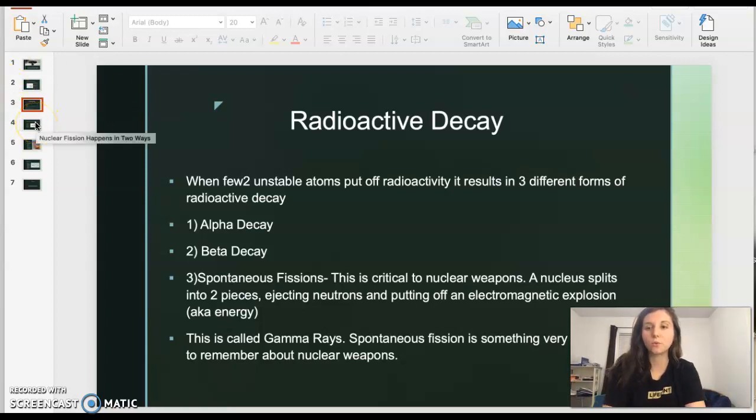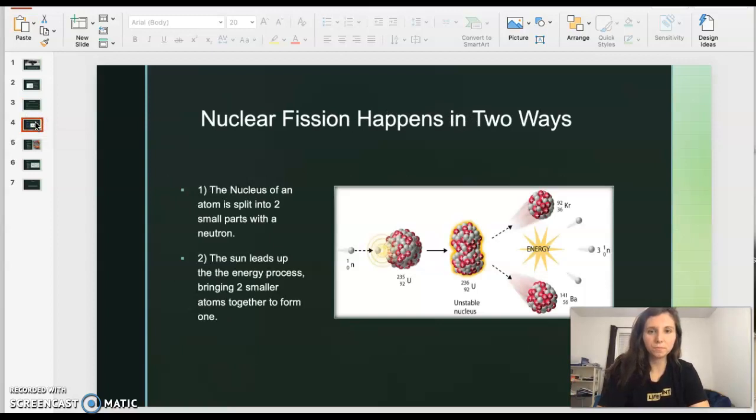Nuclear fission is the core of what we know about nuclear bombs, nuclear weapons, any form of nuclear threat on our society. So nuclear fission happens in 2 ways. The nucleus of an atom is split into 2 smaller parts with a neutron, releasing energy. And then also the sun's energy process, fusion, bringing 2 smaller atoms together to form 1. Specifically here, we're looking at number 1, when the nucleus of an atom is split into 2 small parts with a neutron, and that keeps on just moving around. Keeps on flowing is what I'm trying to say.